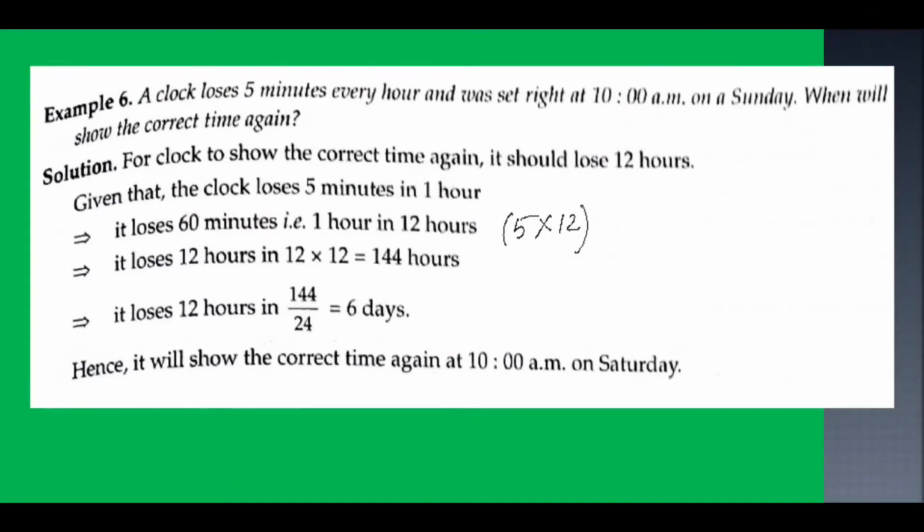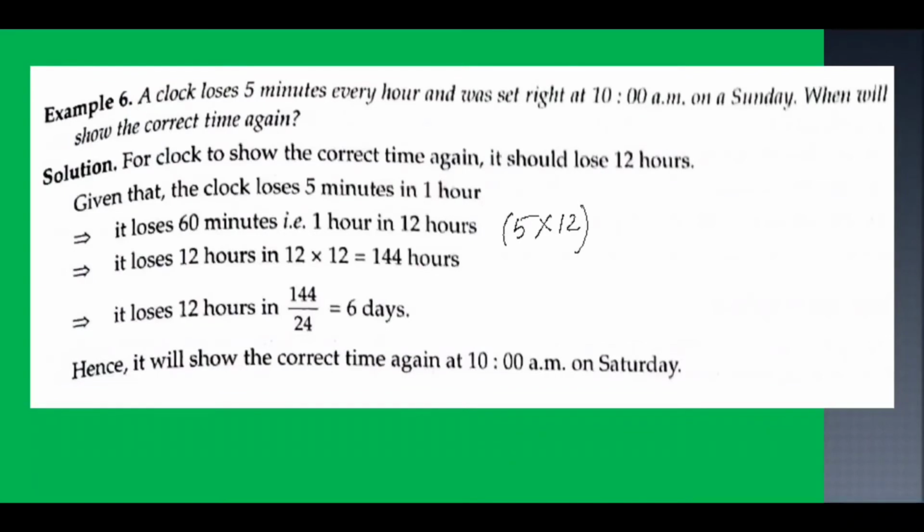We should give exactly the day when it will show 10 a.m. That is the answer. So for the clock to show the correct time again, it should lose 12 hours. So again, for the same clock to show the time again, the losing time should be 12 hours, given that the clock loses 5 minutes in 1 hour.